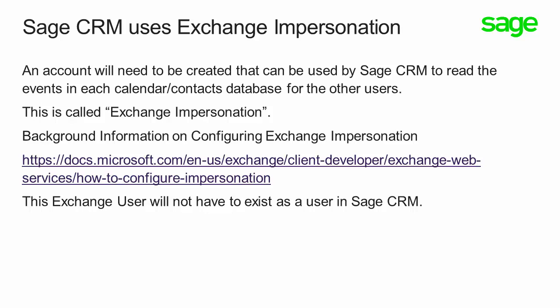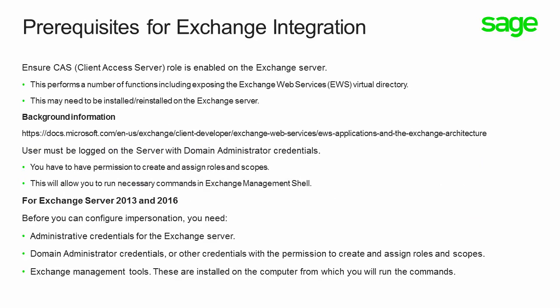Now, this Exchange user does not have to exist as a user inside Sage CRM. Sage CRM is going to connect to Exchange using this impersonated user's credentials, and that user has to be able to perform the tasks inside Exchange. What enables this is something called the client access server.